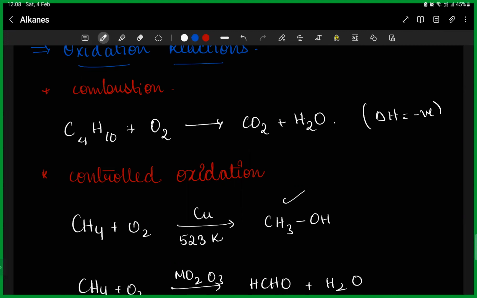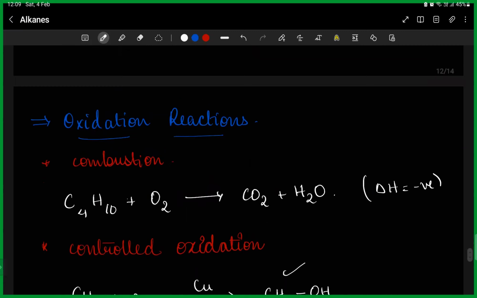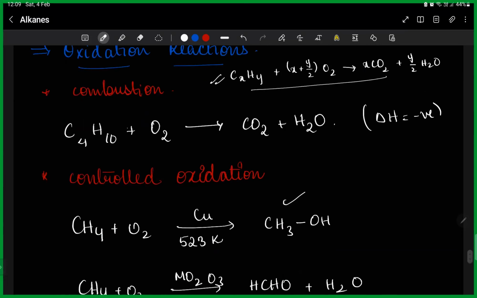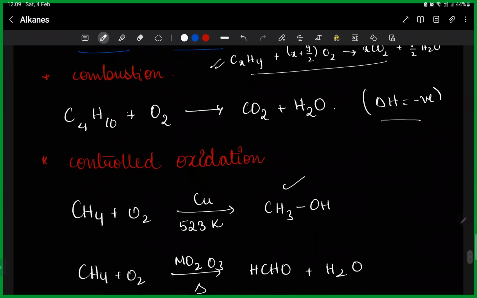We have seen combustion reactions in many cases. So how do you balance combustion reactions? We have this formula, right? CxHy plus (x plus y/2) O2 gives rise to x CO2 plus y/2 H2O. Using this, you can balance a reaction. That is called total combustion. Delta H is negative, which means the reaction is exothermic.